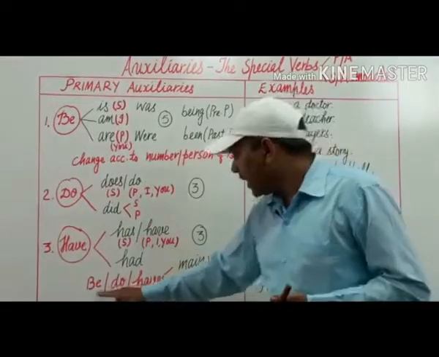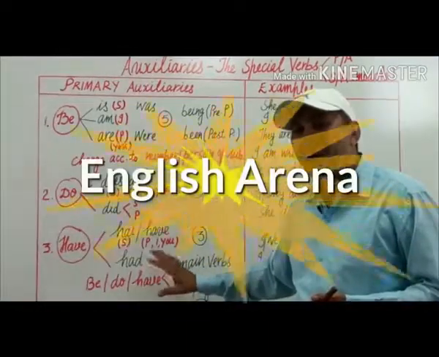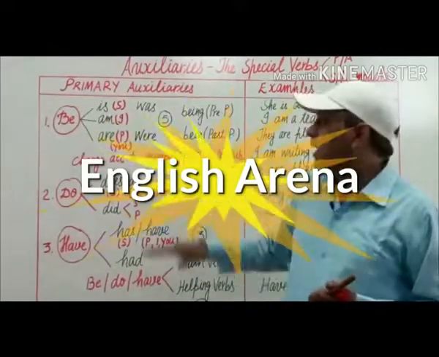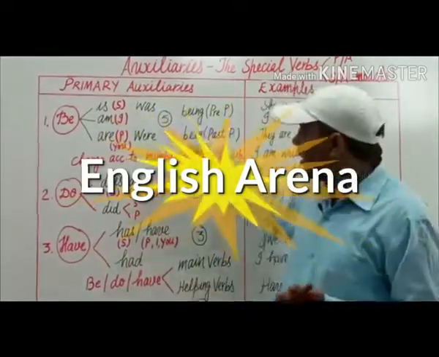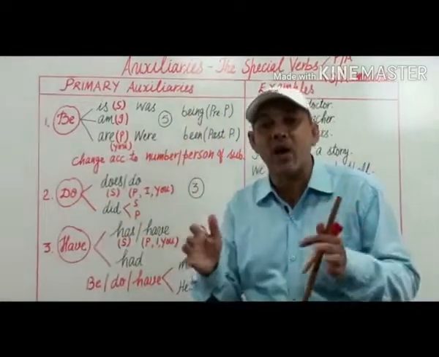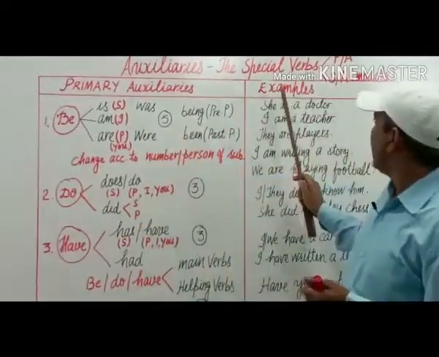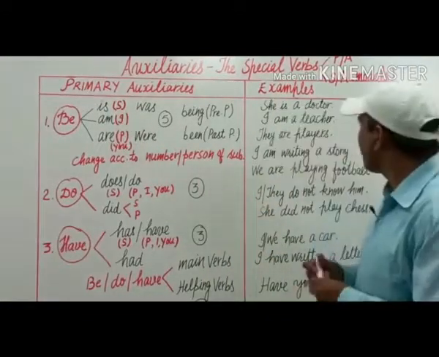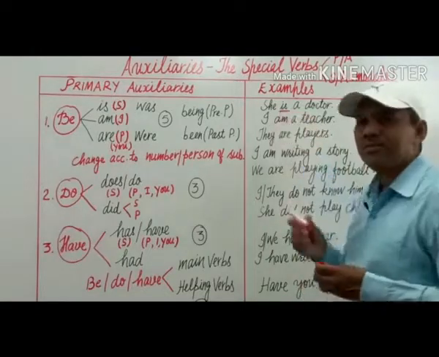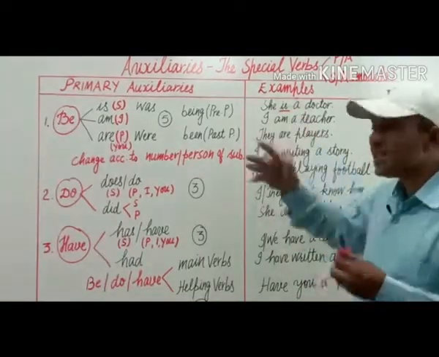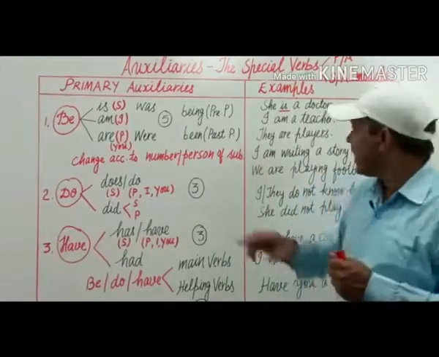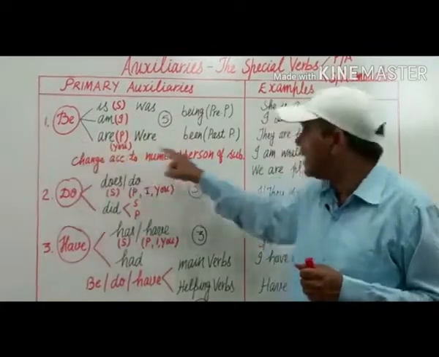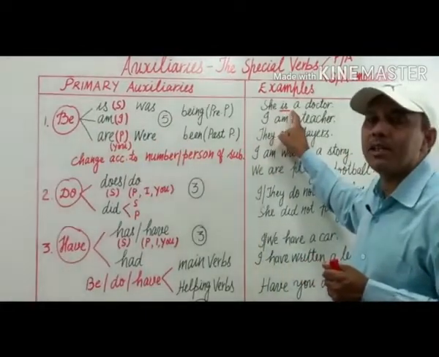In this way, be, do and have are used in different forms in sentences. Let us take some examples and learn the concept of be, do, have primary auxiliaries. Example: she is a doctor. Here, what is the verb? Is, because there is no other verb in this sentence. It means this primary auxiliary, which is a form of be, is acting as the main verb in this sentence.